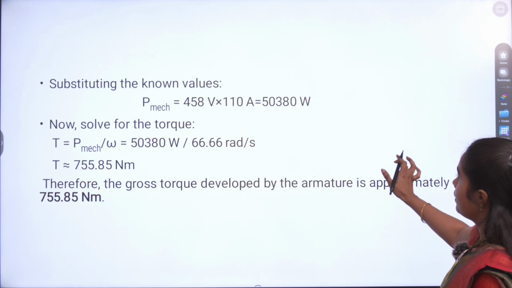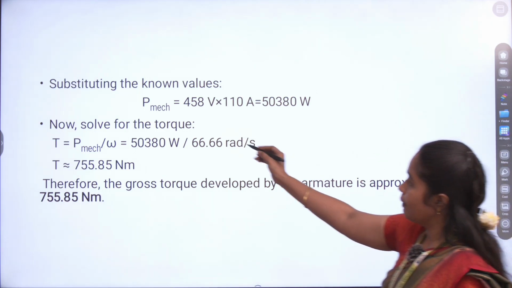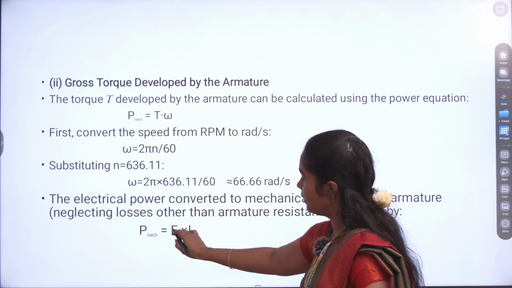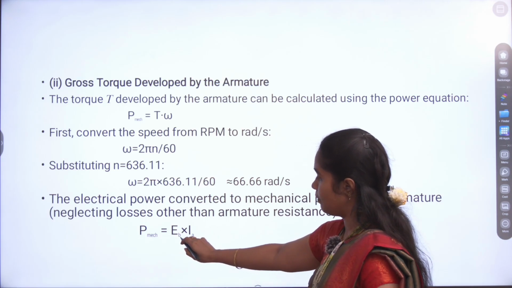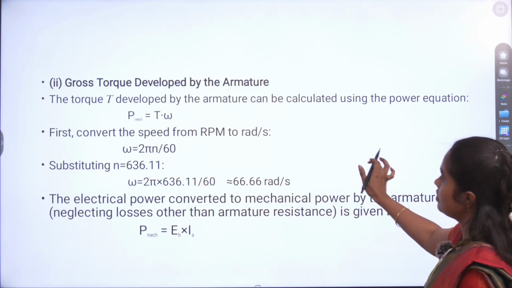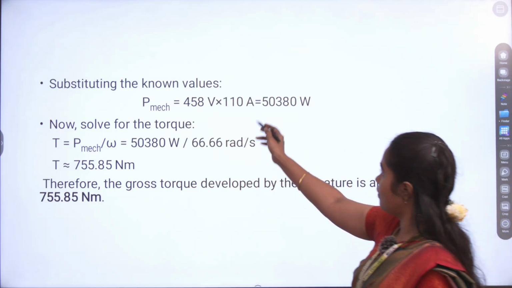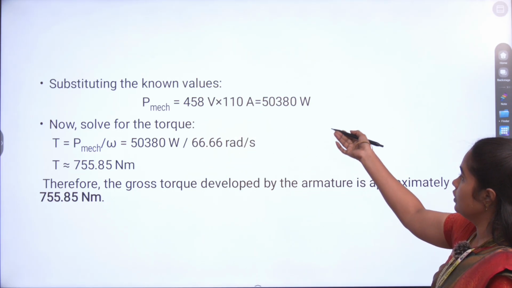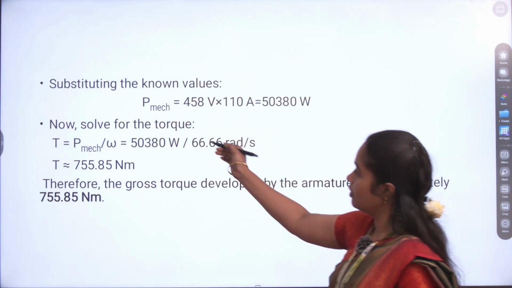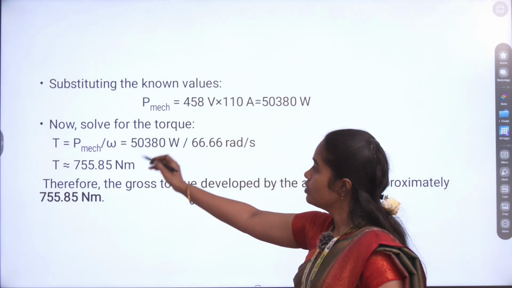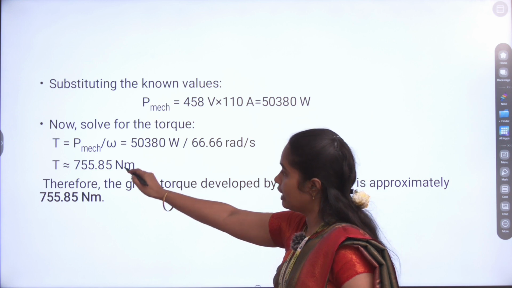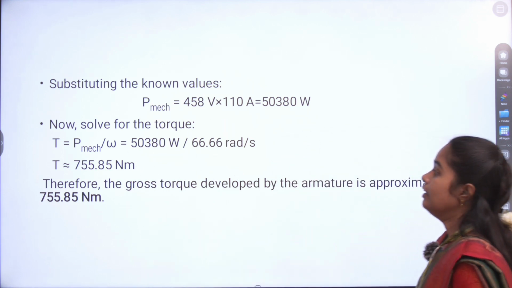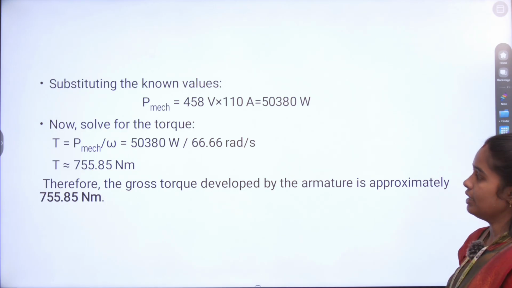But I need the torque. So the mechanical power we have to calculate first. The mechanical power equation is Eb into Ia. So the back EMF and armature current, substitute the values and finally we get mechanical power 50,380 watts. I need only the torque, so T equal to mechanical power P divided by omega. Substitute all these values and finally we get torque 755.85.